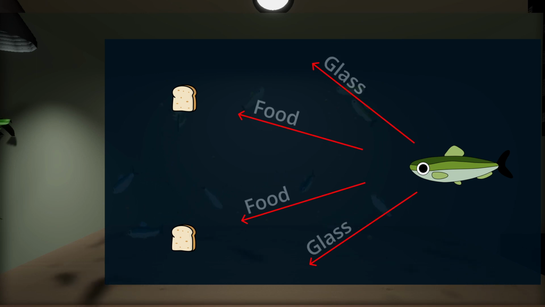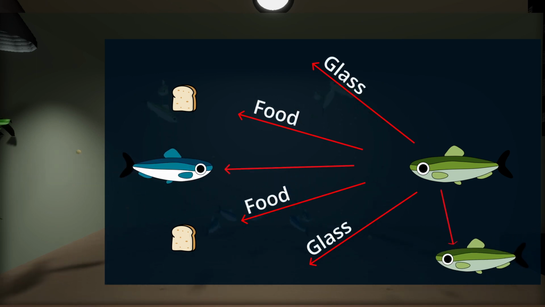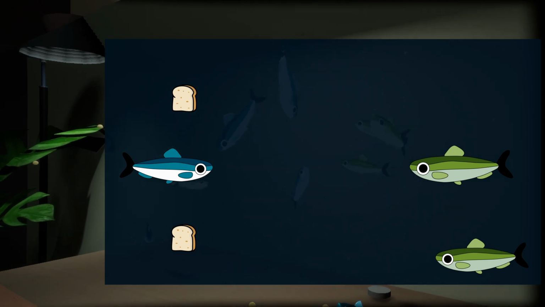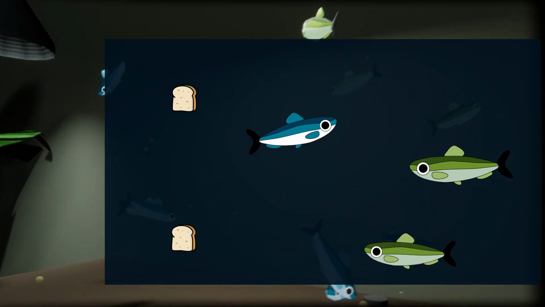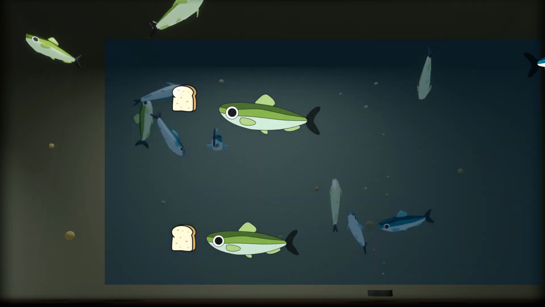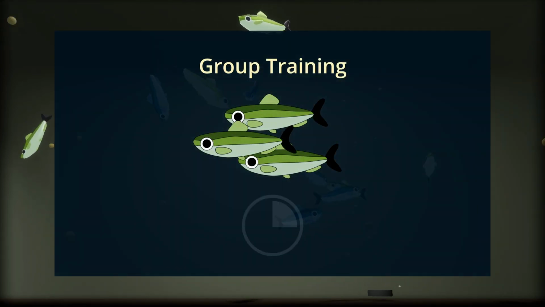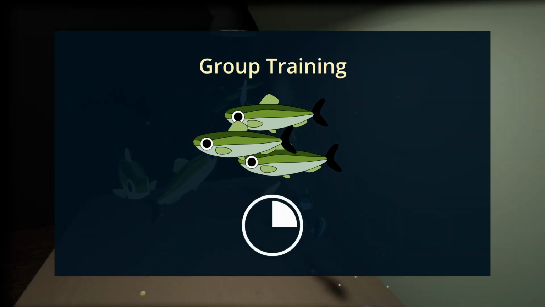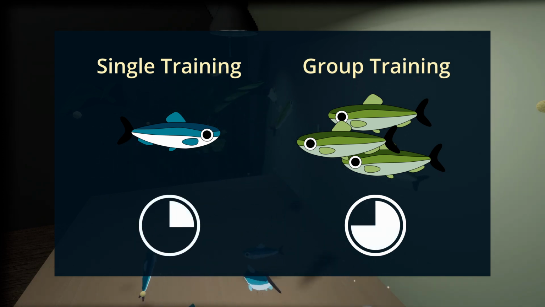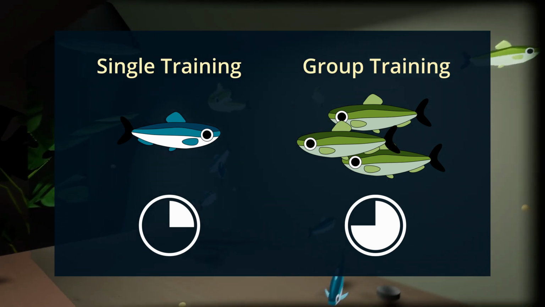For the fish trained in a group, their sensors received information not only about glass and food but also about the surrounding fish. Various situations could arise. For example, a fish might detect two pieces of food and two other fish, one moving towards the food and the other moving away. Learning to make decisions in such complex situations was necessary. They had to live through these situations enough times to learn to make the optimal decision in each specific case. We assumed that group training should have provided an advantage. However, it likely required significantly more time to develop that advantage.